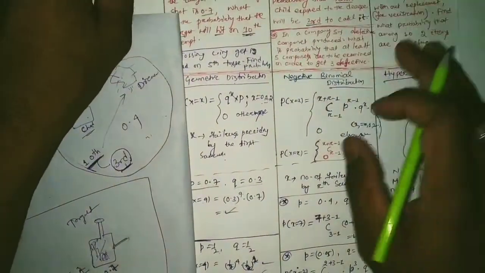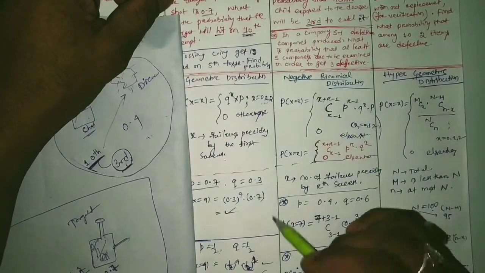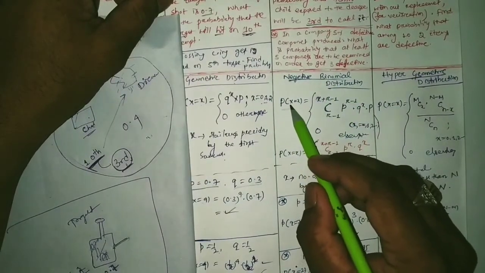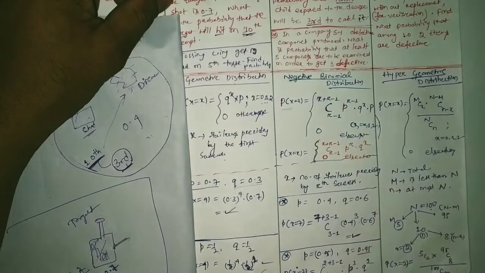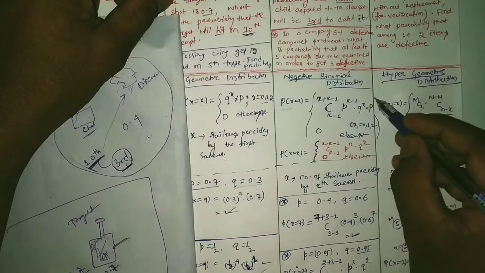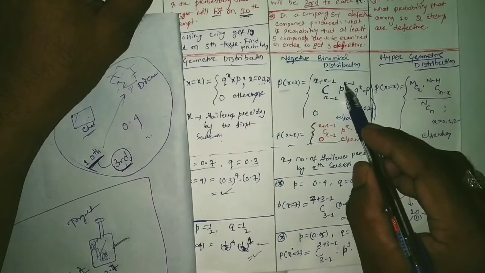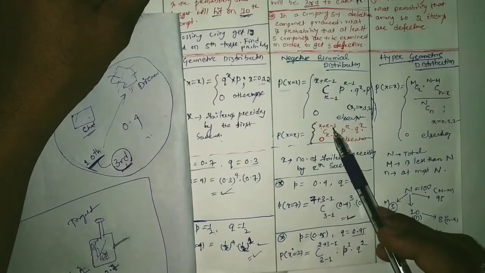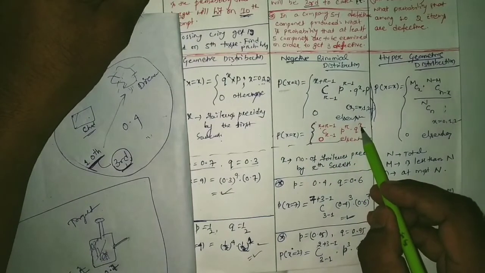In this way we have to identify which question belongs to which distribution. Then we go for the probability mass function of that corresponding distribution, and we can solve the question easily. For the negative binomial distribution, the probability mass function is P(x) equals x plus r minus 1 C r minus 1, p to the power r minus 1, q to the power x, into p. So p to the power r minus 1 times p gives p to the power r: x plus r minus 1 C r minus 1, p to the power r, q to the power x, 0 elsewhere.